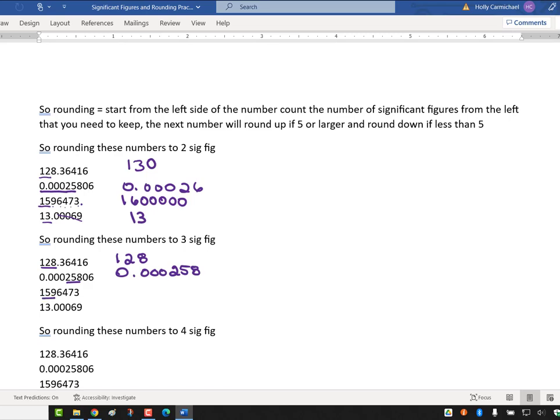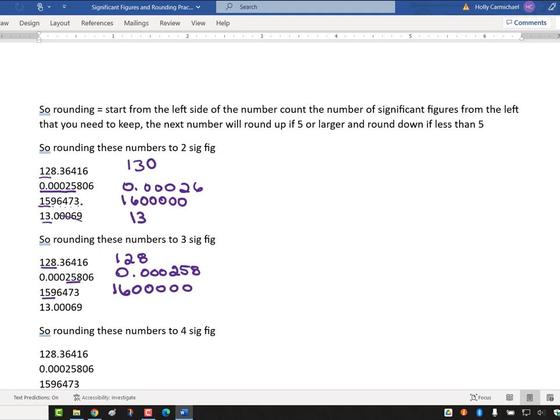Next number is a 6. So that means now I have a 1, 5, 9. Whoop, next number rounds up, so my 9 rounds. So now I'm going to end up with 160, and then I have 1, 2, 3, 4 zeros, 1, 2, 3, 4 more zeros. So this one's a bit of a challenge.